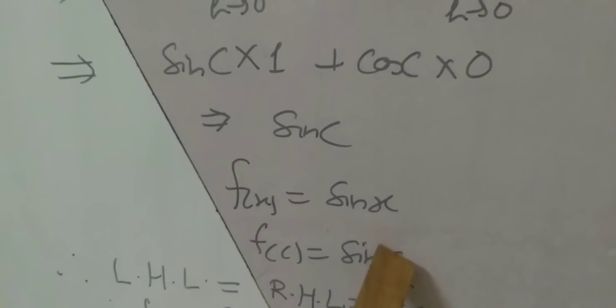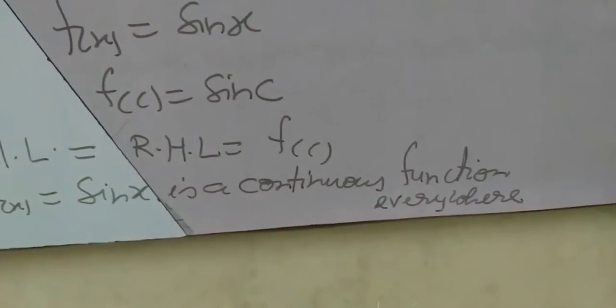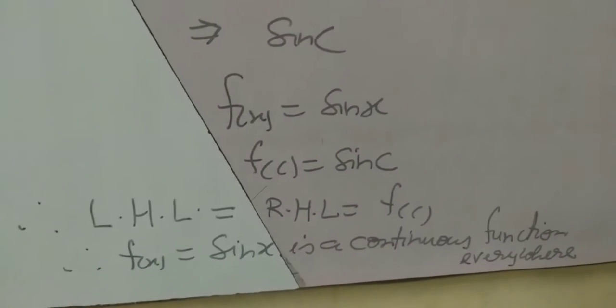Student, f(x) = sin x is given to us. In the place of x we write c, because we want to find the value of f(x) at c. Now students, LHL = RHL = f(c). Then we can say sin x is a continuous function everywhere.